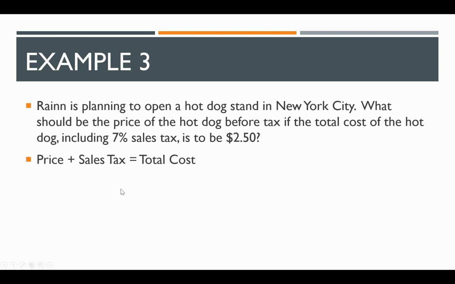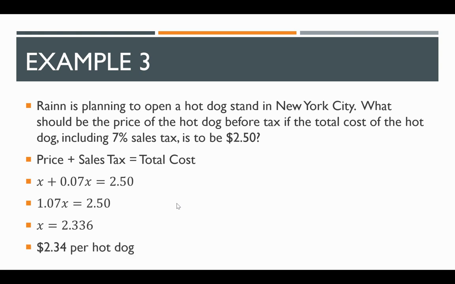So what do we got here? We got price plus the sales tax is going to be total cost. Total cost is $2.50. Sales tax is 0.07. Price, that's what we're trying to solve for. We don't know what that is. So we know that we need to take whatever the price is plus 0.07 times that price. We want to get 2.50. To solve this, we add 1x plus 0.07x to get 1.07x equals 2.50. Divide both sides by 1.07, and we get $2.33, which will pretty much round up to $2.34 per hot dog.